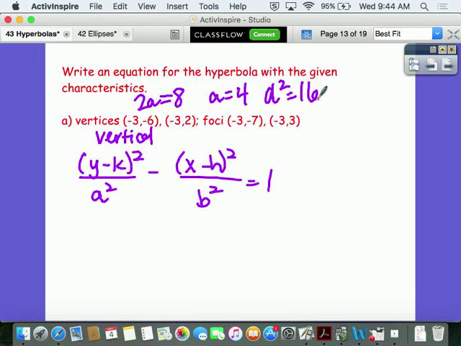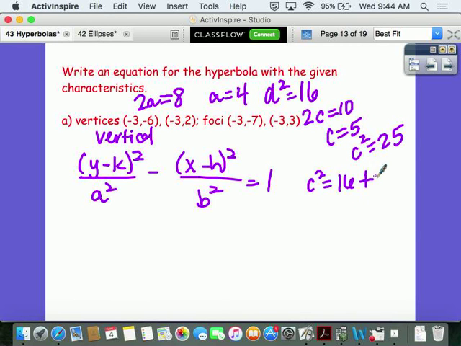Your foci still help you find c. How far apart are your foci? 10. So 2c equals 10, c is 5, so c squared is 25. Just like before, that has not changed from ellipses. So this now means that we can use the relationship between a, b, and c to find b squared. But remember, unlike ellipses, it's a squared plus b squared.